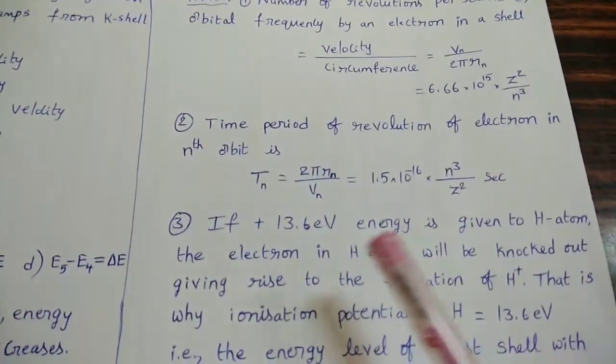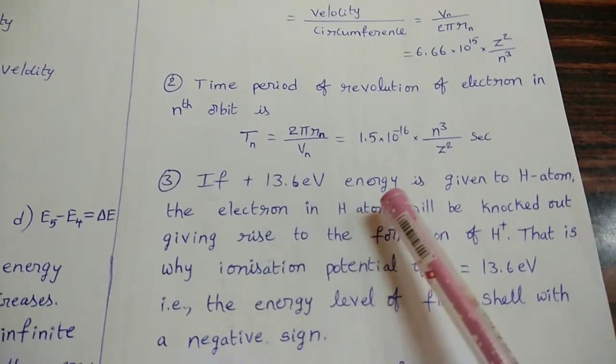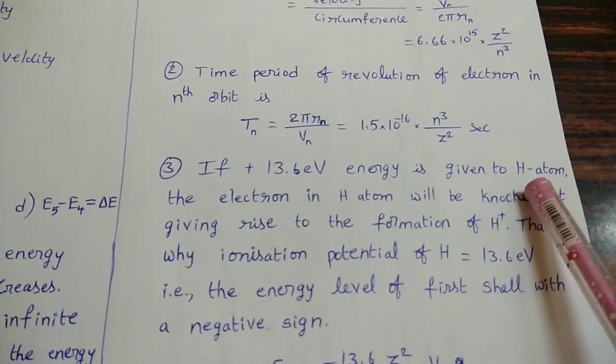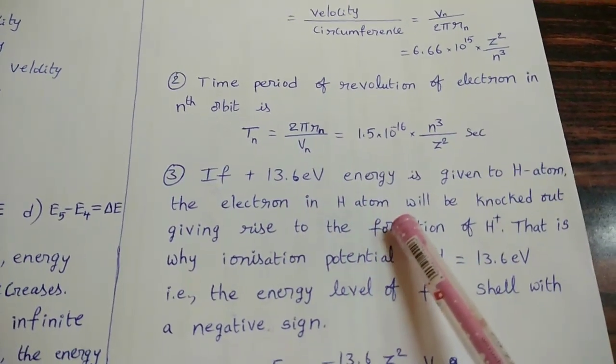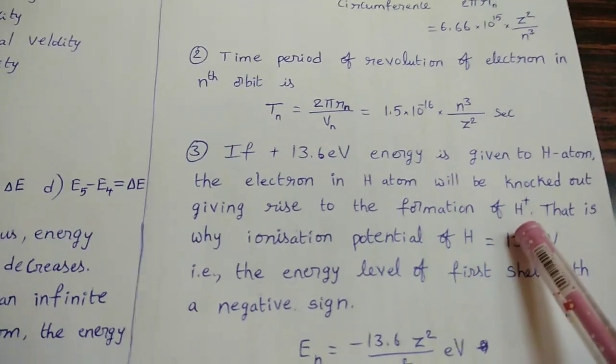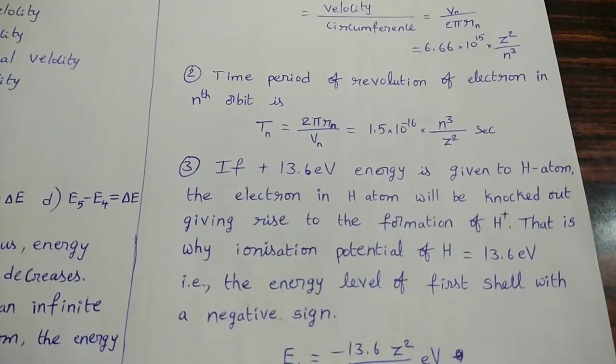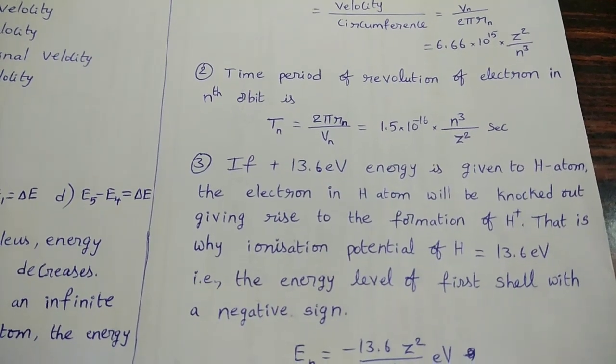Now see the important one. If plus 13.6 electron volts energy is given to hydrogen atom, the electron in hydrogen atom will be knocked out, giving rise to the formation of H plus ion. That's why ionization potential of hydrogen is 13.6 electron volts.